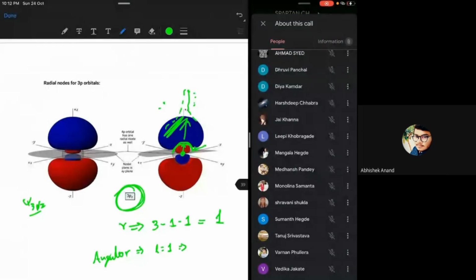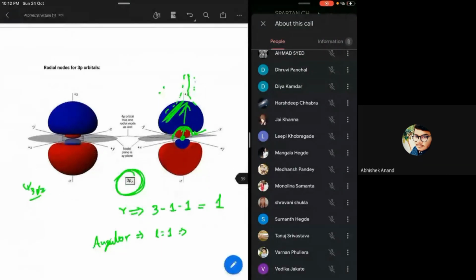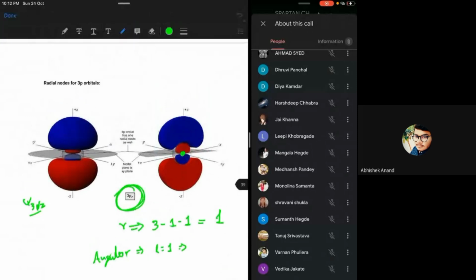Now let's come to the angular node. Can someone tell me how many angular nodes? We have already calculated, right? It should have 1. Where is that angular node? Where is that angular node?